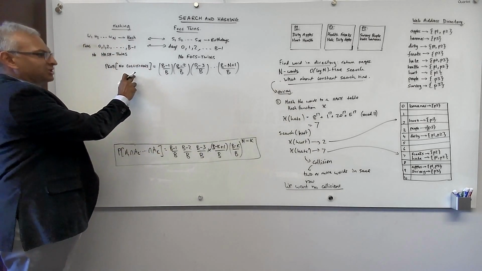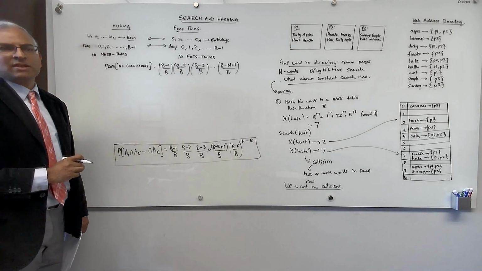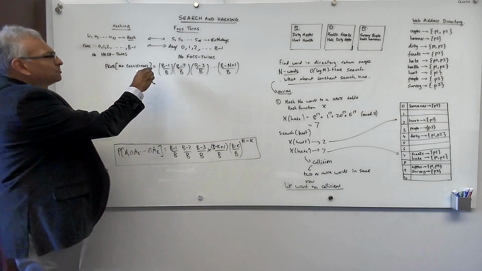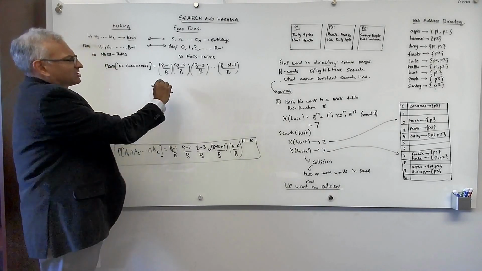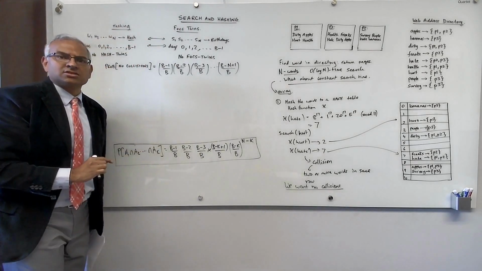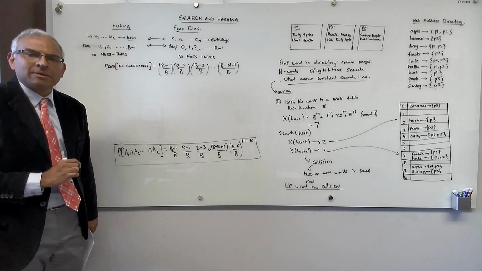So the probability of no collisions directly using this formula is exactly this value. Okay. And we want no collisions, so you should choose b large enough such that this probability is large, so that the probability of no collisions is large. Okay, and that happens when b is large.